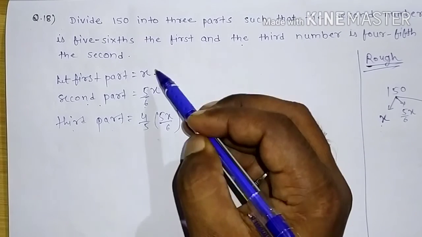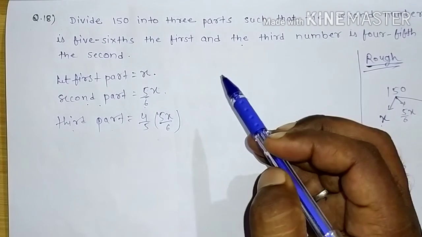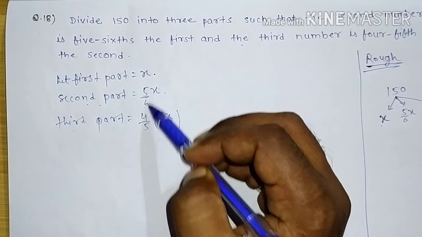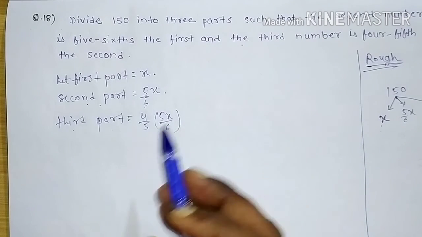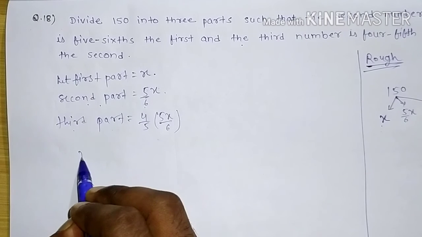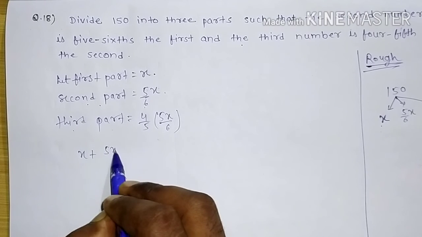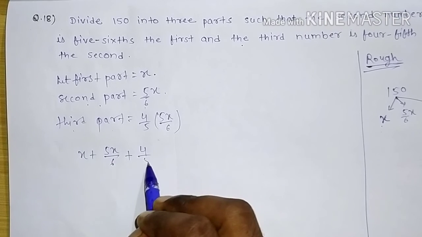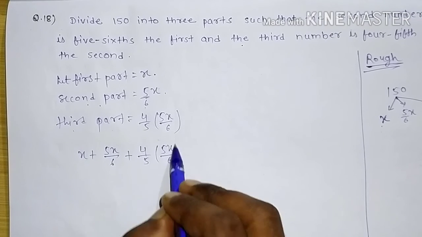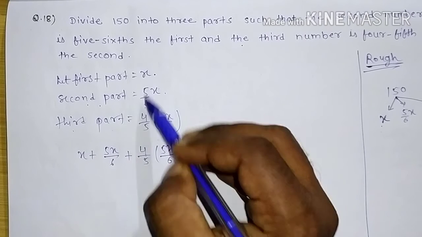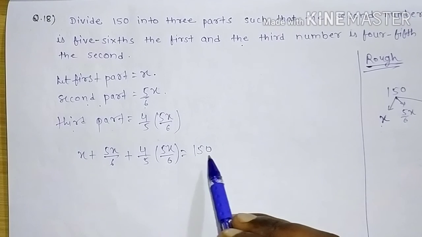Now these are 3 parts of 150. According to the question, the sum of all these 3 parts equals 150. So just add these 3 parts: x plus 5x upon 6 plus 4/5 of 5x upon 6 equals 150. So 150 is divided into 3 parts, and the sum of these 3 parts equals 150.